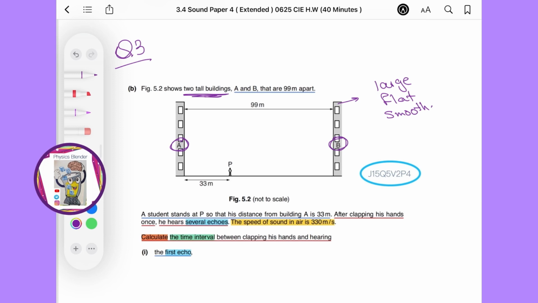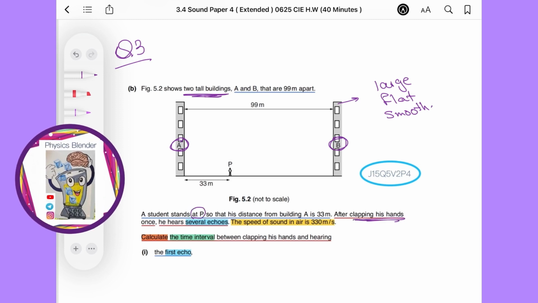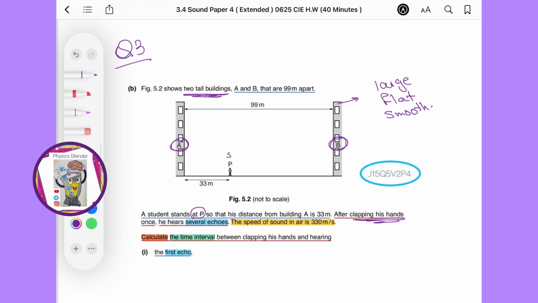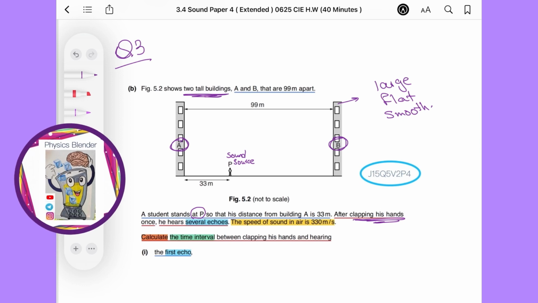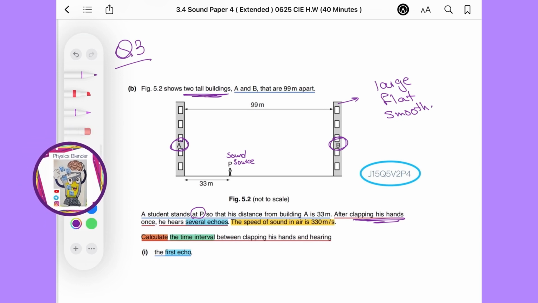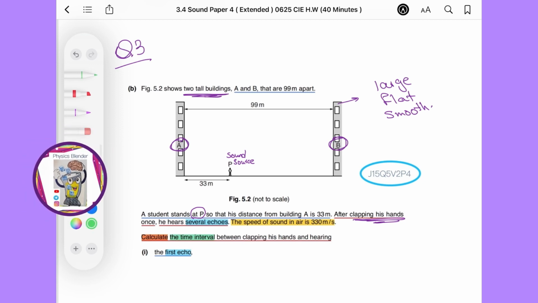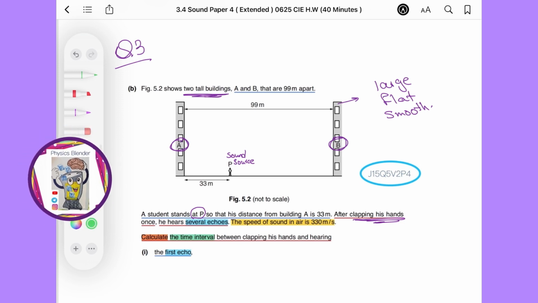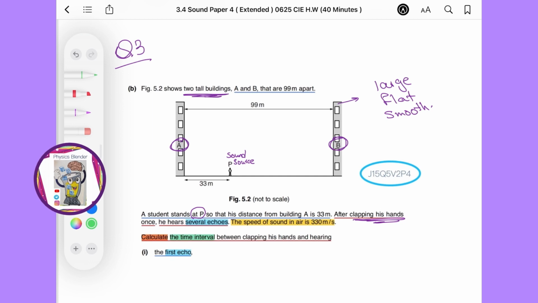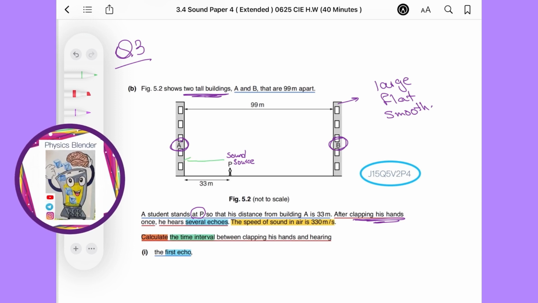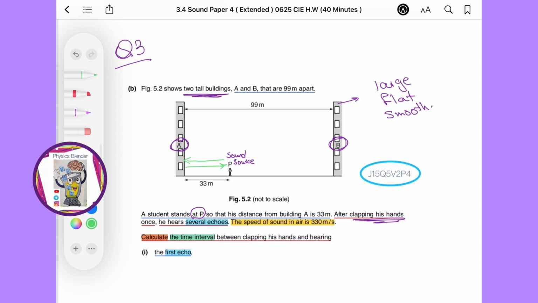Where is the sound source? Here the student stands at P. He is clapping his hands, so here we have the sound source. Okay? Calculate the time interval between clapping his hands and hearing the first echo. Let's draw in different colors how sound will travel. The first echo will take place at the building which is nearer to the person. So the sound source is here. It will travel in this direction and it will be reflected back to the student.